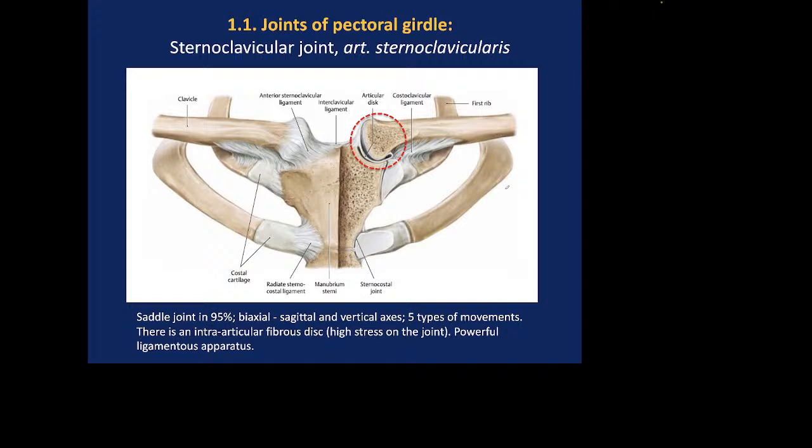Next, the joint located between the medial part of the clavicula and the sternum is called the sternoclavicular joint. In Latin, articulatio sternoclavicularis. This joint is a saddle joint. In 95% of cases it is a saddle joint, and very rarely it is a spherical joint.